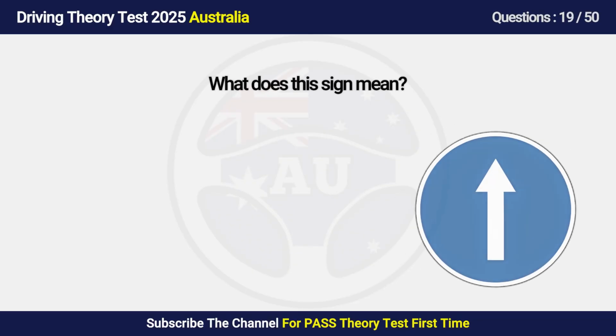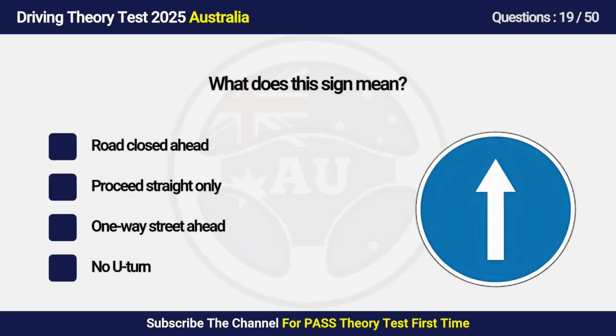Question 19. What does this sign mean? A. Road closed ahead. B. Proceed straight only. C. One-way street ahead. D. No U-turn.